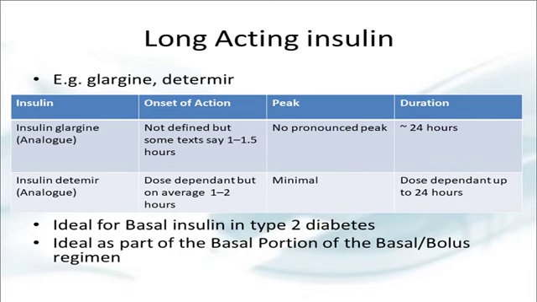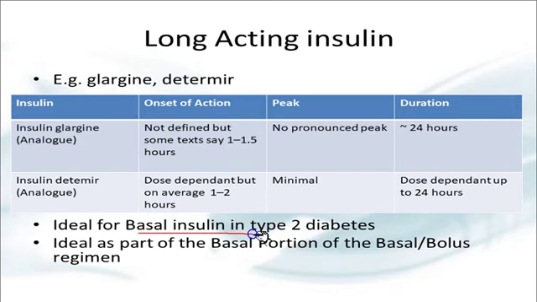Our longer-acting insulins, we've got of course glargine and detemir in this slide, and in the next couple of slides we'll go through degludec because it's slightly different. Glargine has no defined onset of action, but some texts suggest it's between 1 and 1.5 hours. It's generally considered a peakless insulin, and it works for 24 hours. Detemir, on the other hand, tends to be around 1 to 2 hours. It has a minimal peak, so it's not completely peakless, and it's dose dependent up to 24 hours. That means depending on the dose, it will work for up to 24 hours.